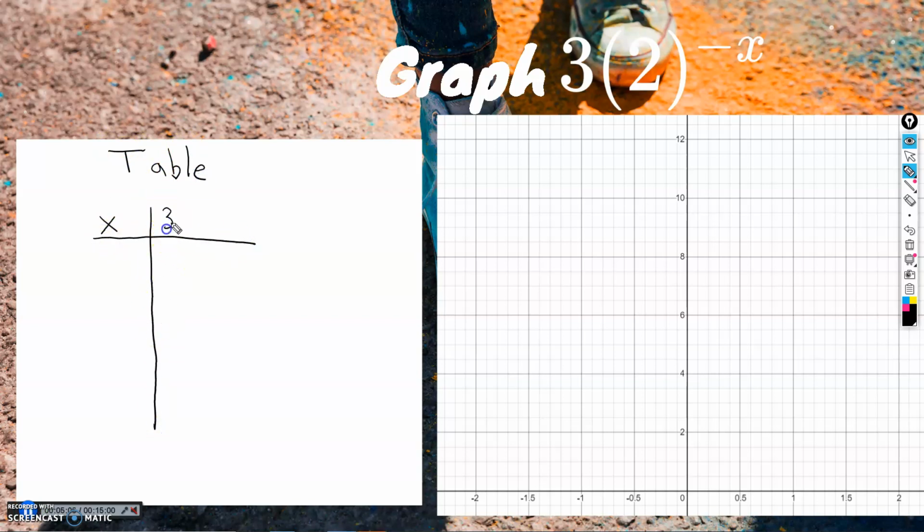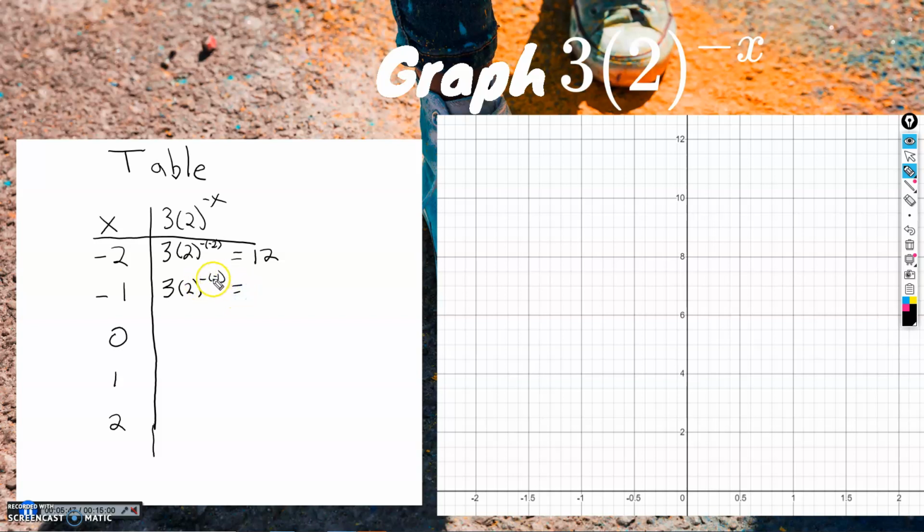So we have x, we have 3 times 2 to the negative x, and again I'm going to use -2, -1, 0, 1, and 2. Don't forget your order of operations. So when we plug in -2, 3 times 2 to the negative times -2, this will equal 2 to the positive 2. Negative times negative is positive, 2 squared is 4, 3 times 4 is 12. You could also plug this into the calculator, but again, we're assuming that for some reason all technology is now dead. Plug in -1, 3 times 2 to the negative times -1.